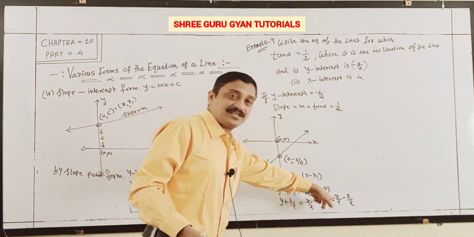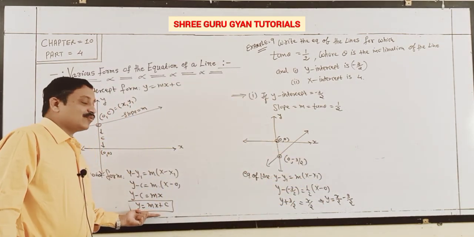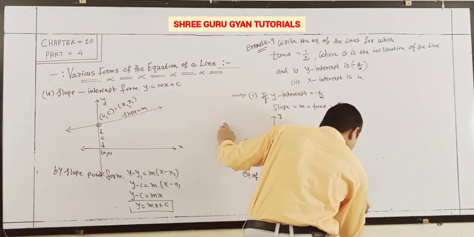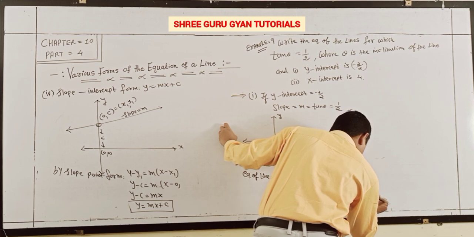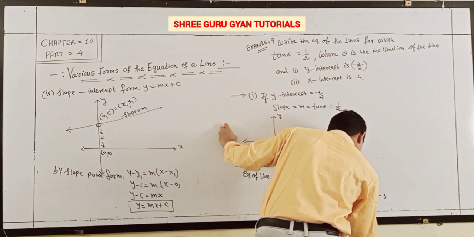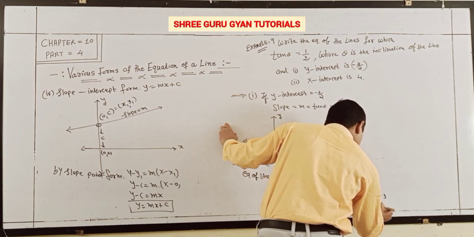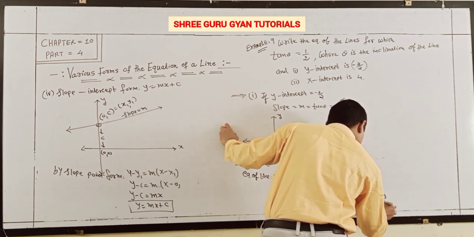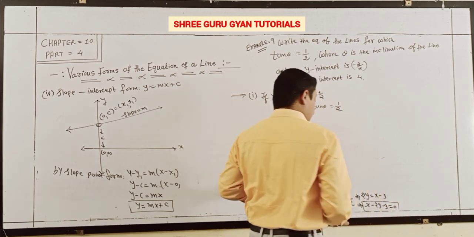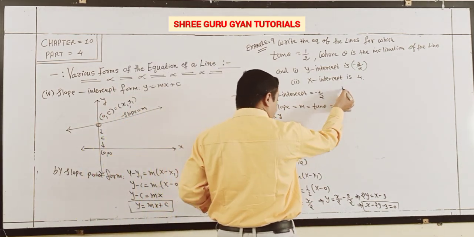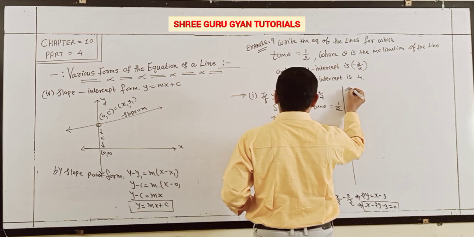Check this equation is in the form of y is equal to mx plus c. Now take LCM. So my answer is 2y is equal to x minus 3. So x minus 2y minus 3 is equal to 0. And that's your first question done. Now I am moving ahead. My second question.